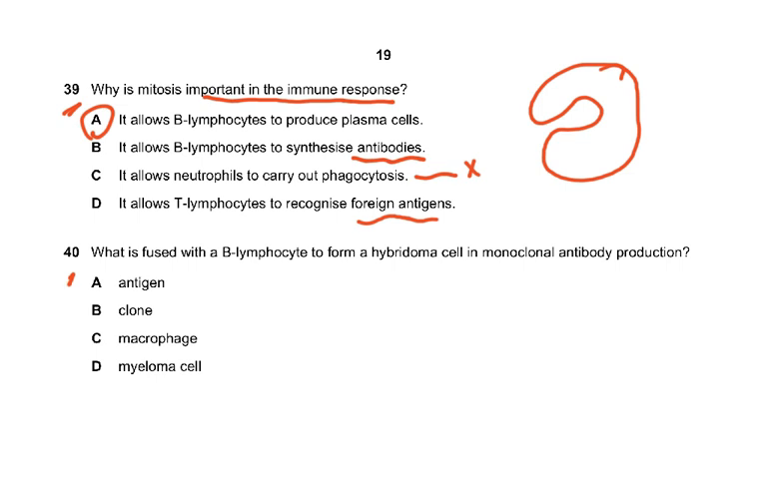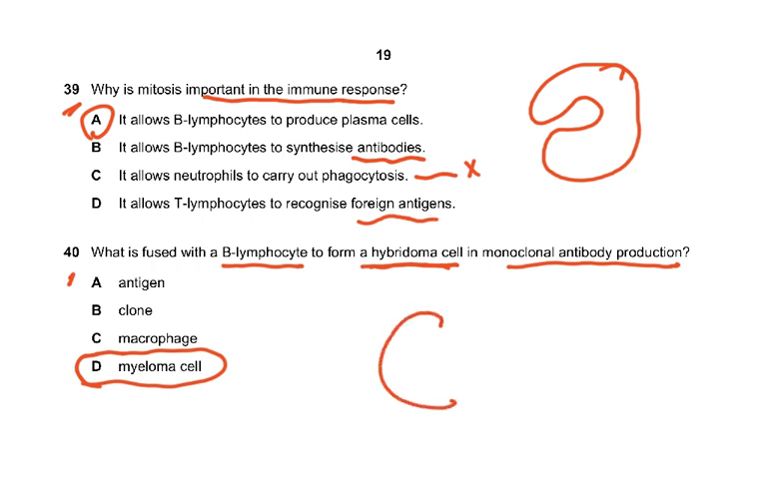Question number 40, last question. What is fused with a B lymphocyte to form a hybridoma cell in monoclonal antibody production? So a cancer cell is hybridized, and that is why it is a myeloma cell, which is the D. So what is fused with the B lymphocytes to form a hybridoma? The B lymphocyte and the cancer cells, when they are fused together, then it forms a hybridoma.